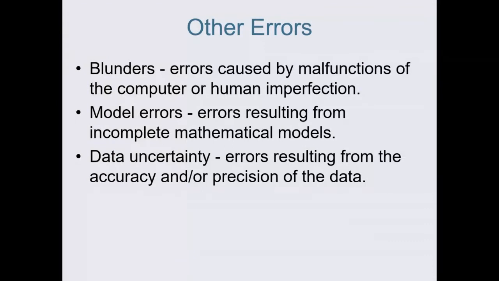Other errors that could end up in a numerical solution: blunders, which are errors caused by malfunctions of the computer or human imperfection, something like human errors. Model errors, the errors resulting from incomplete mathematical models. You try to bring in so much simplification to the model that it's not really well defining your physical system. Data uncertainty, meaning the data that you are using in your model, let's say the physical properties such as temperature or pressure or whatever other properties, is itself not reliable. And of course that's going to end up causing errors in your solutions.